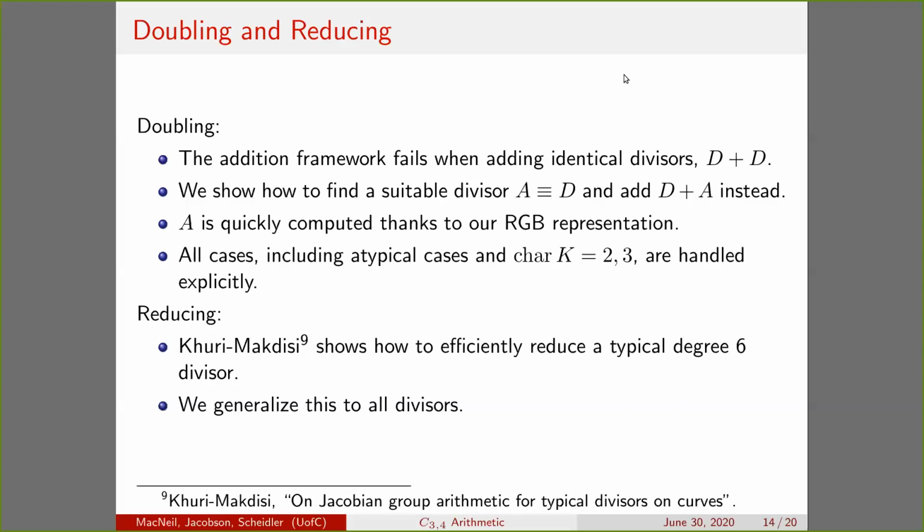When it comes to reducing divisors, Costello and Meyer already showed how to efficiently reduce a typical degree 6 divisor. That's the combination of those steps 2 and 3 earlier that we mentioned. We generalize that result to all divisors.